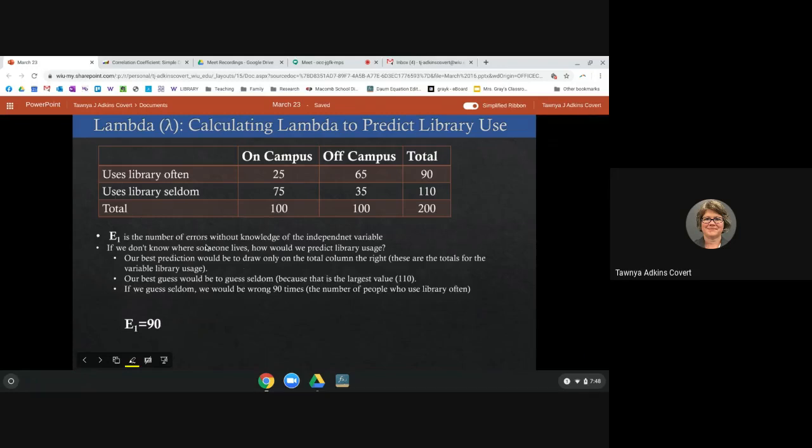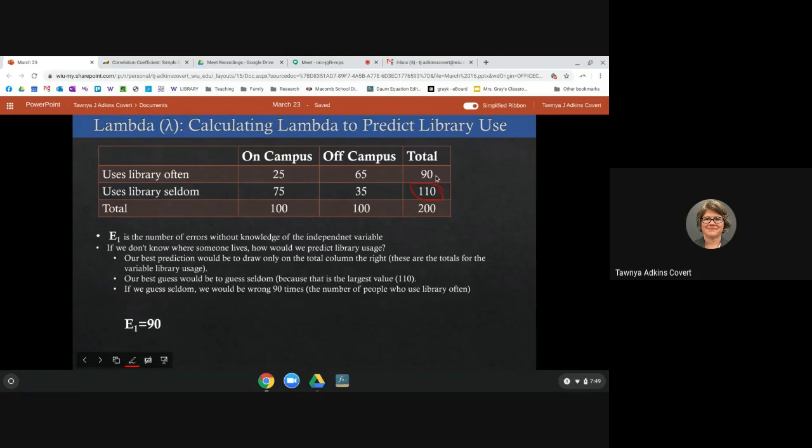So if we don't know where someone lives, how would we predict library usage? Our best prediction would be to draw on just this column that we have on the right: 90 and 110. Those are the totals for library usage for that variable. So our best guess, based on just the number of people who attended the library often and the number who attended seldom, would be to say seldom. Does that make sense? Well, think about why that's our best prediction. If we say that they attend seldom, we're going to be right 110 times.